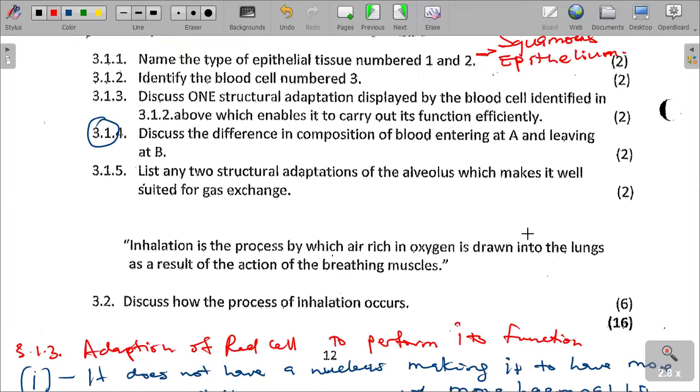Question 3.15. List any three structural adaptations of the alveolus which make it well suited for gas exchange. Why is it well suited for gaseous exchange? We can say that the wall of the alveolus is made up of a single layer.